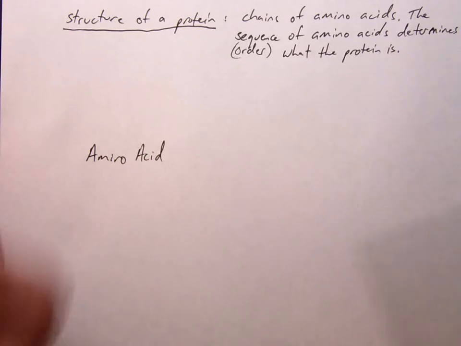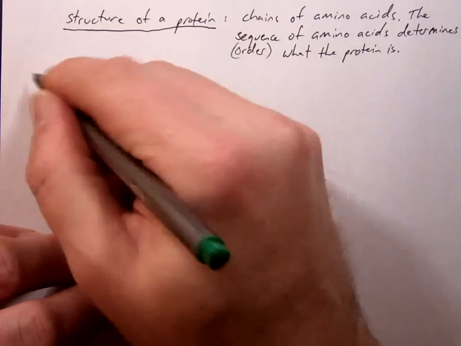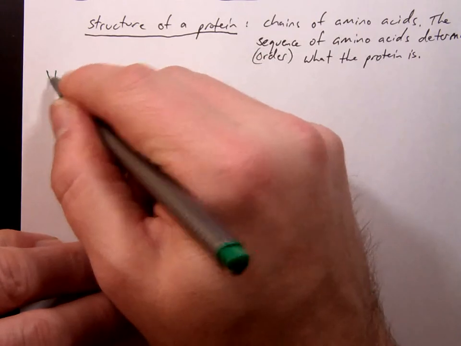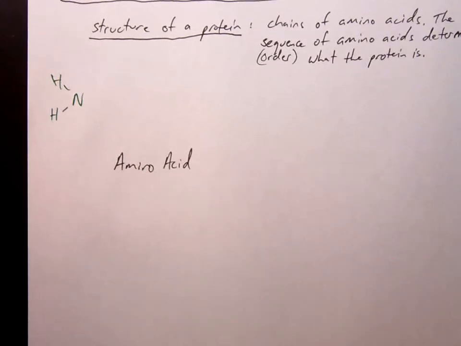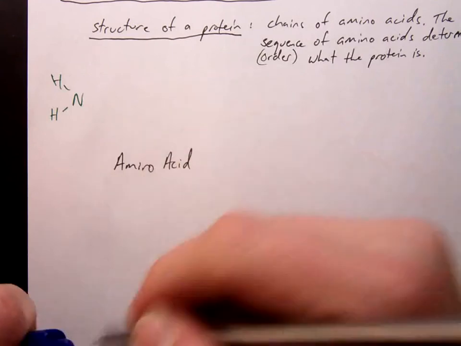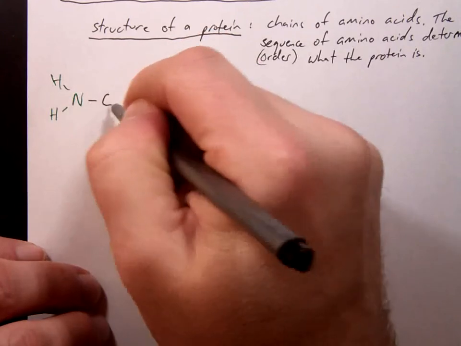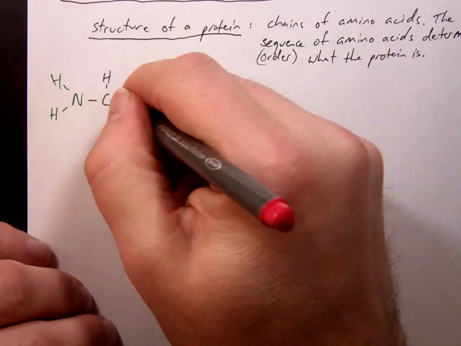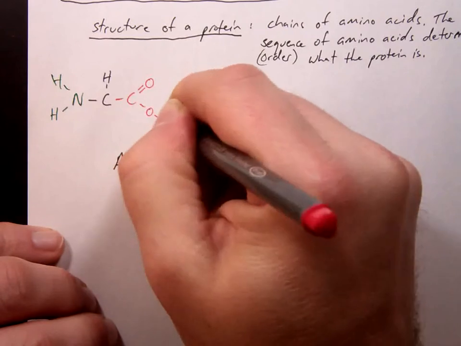All right, so on this side is the amine group. I've got N, H, H. Then in the center, I've got my regular stuff here. Then I've got a carbon there with a hydrogen there. And then on the other side, I have this carboxylic acid group: C, double bonded oxygen, O, OH.